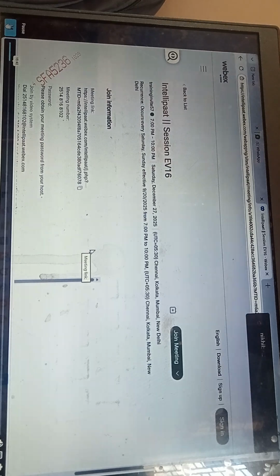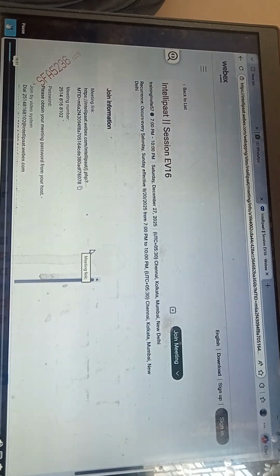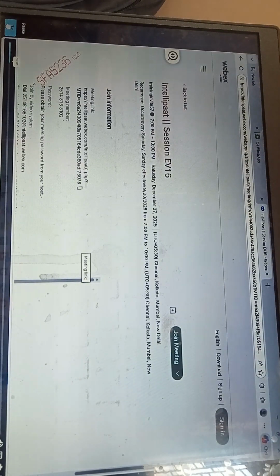Very good, 3.2 volt. What is the upper voltage cutoff for lithium phosphate cell? Very good. So it is 3.65 volt. Very good. What is the lower voltage cutoff? Very good. So it is going to be 2.5 volts.